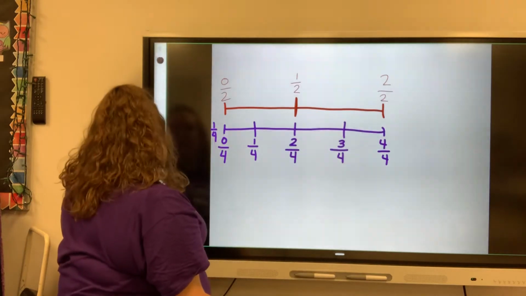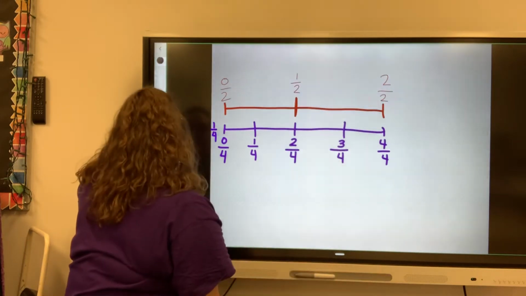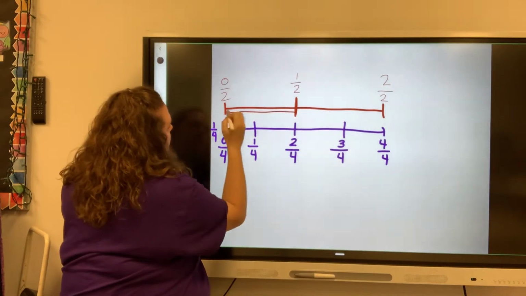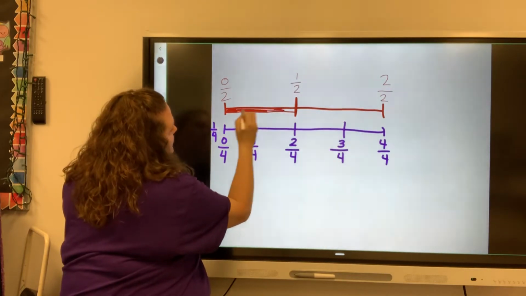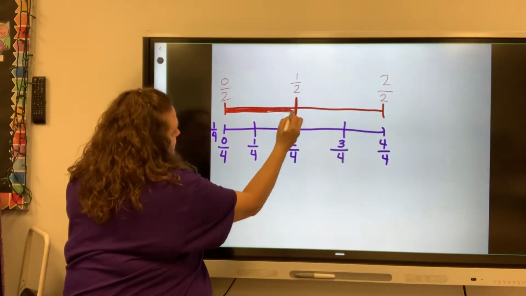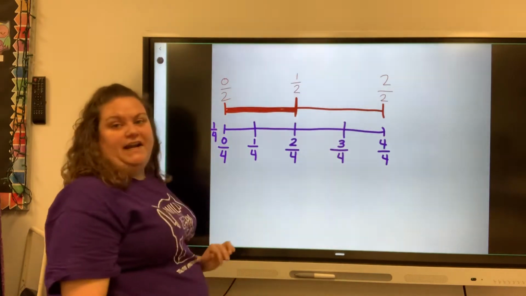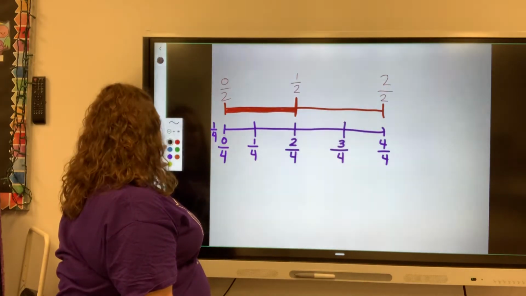So I'm going to go back to this one right here. I'm going to do a medium-sized line here. So I'm going to draw this one right across. So this whole piece right here, I'm going to make it a little bit fatter so you can see it. This whole piece is 1/2. That equals 1/2. Now, I want to find what the equivalent fraction is below.